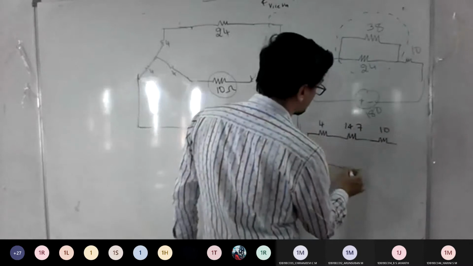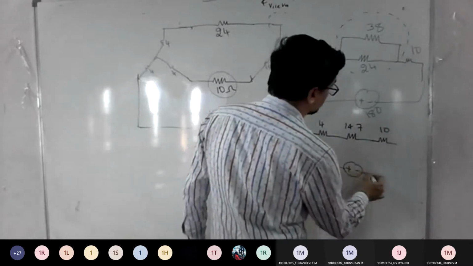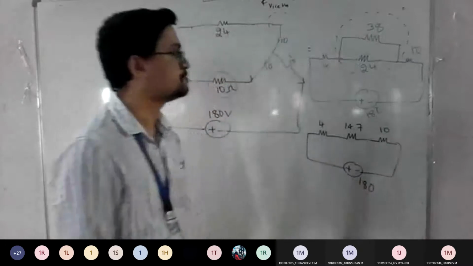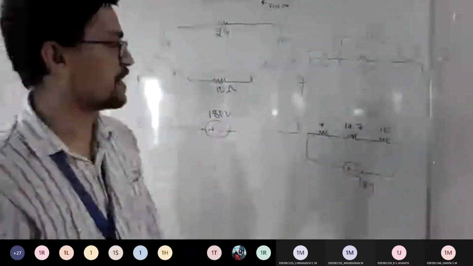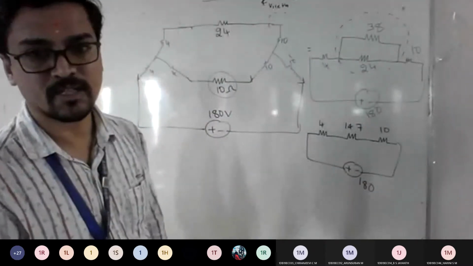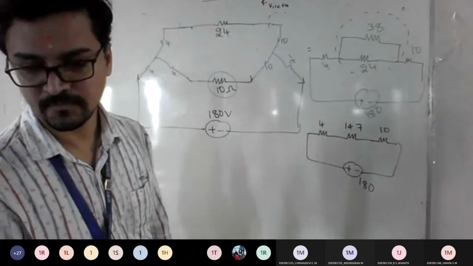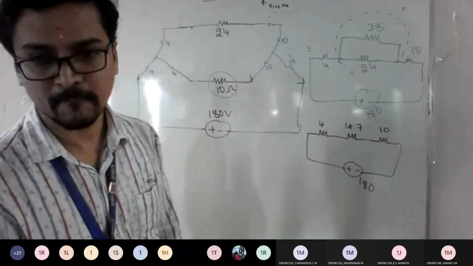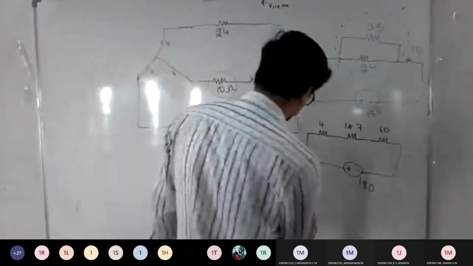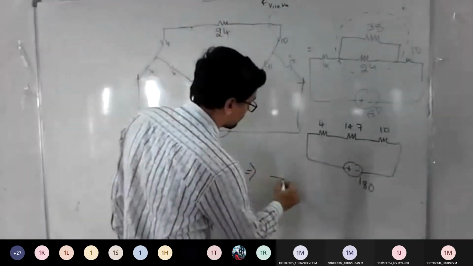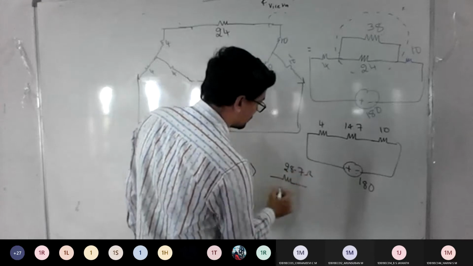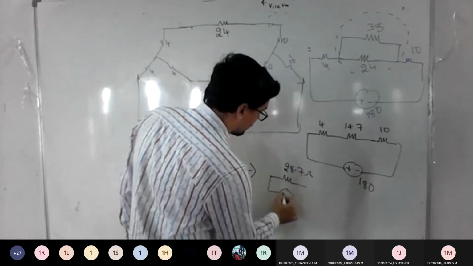This all comes to one mesh now. Cut and draw. Is it fine? So what is the equivalent resistor now? What is R equivalent? 28.709, sir. Yes? 28.709, sir. 28.7, let me write. So this is your R equivalent across this.